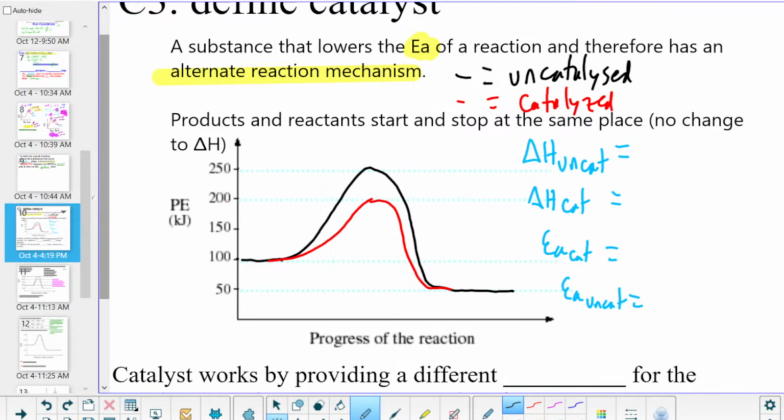Does ours have to be the same as yours? Say my catalyzed reaction doesn't go as high. I'm going to ask you for the numbers, so I'm going to use the numbers that I have up there. And I'm going to ask people, what's the delta H of catalyzed? Delta H, uncatalyzed and catalyzed.